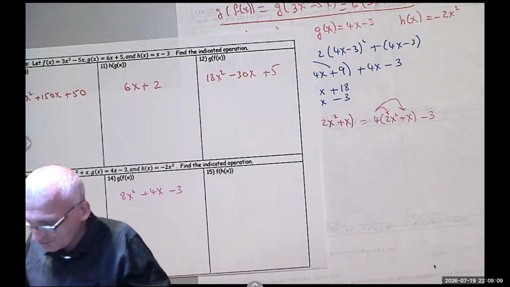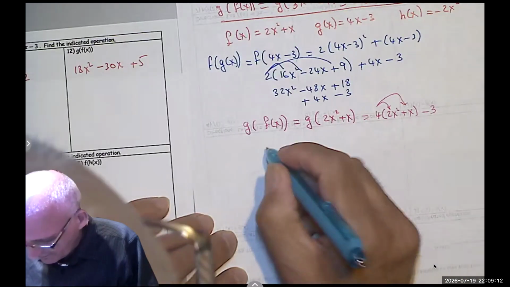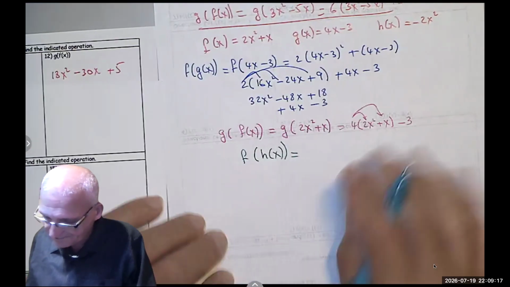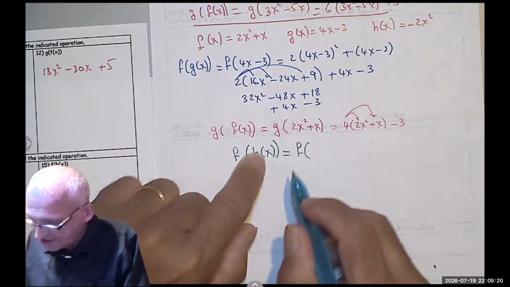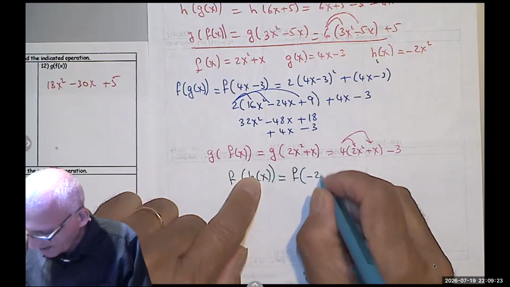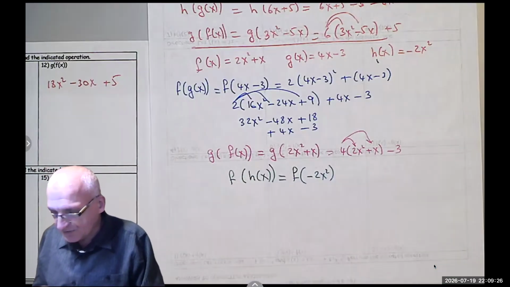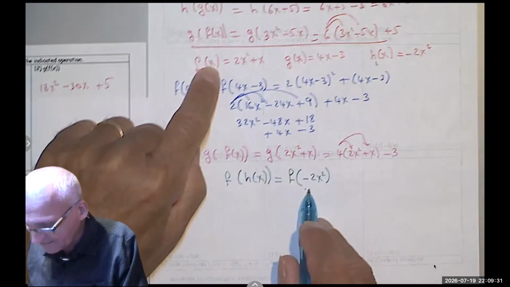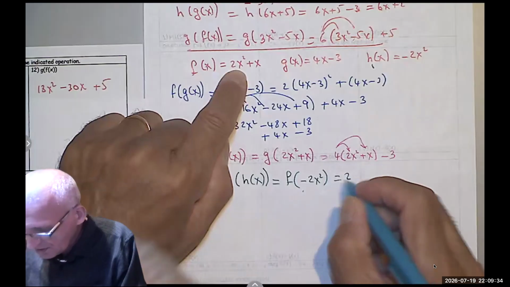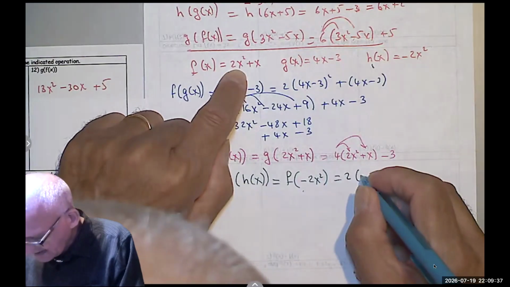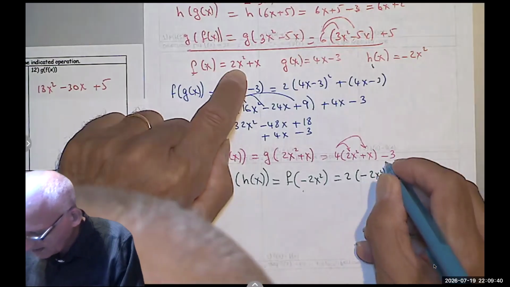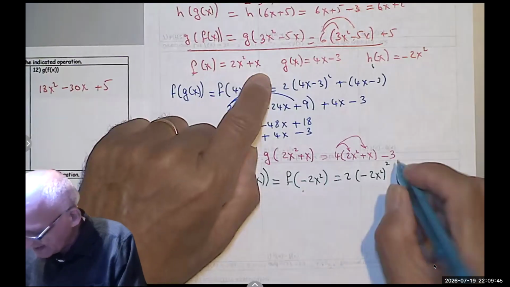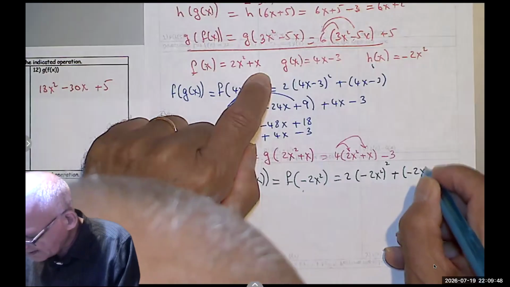And finally, the last one, f of h of x. Again, pause and do it. This becomes f of h of x, which is given to me as negative 2x squared. So f of negative 2x squared. Meaning in this equation, every time I see an x, I replace it by negative 2x squared. So it's negative 2x squared quantity squared. Plus x, meaning plus negative 2x squared.